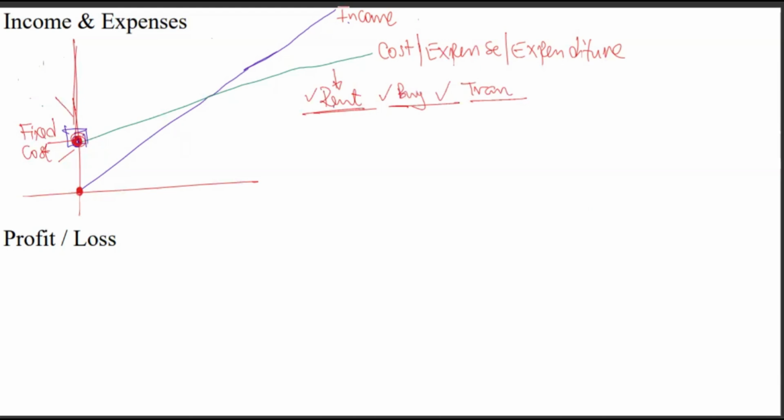Okay, now there's a point where these two lines meet. It's not a mistake. It's true. The point where they meet, we call it the break-even point. Someone might ask you, explain the break-even point. You would say, the break-even point, it's where income equals expenditure. You have to know this in your head. Income equals expenditure.